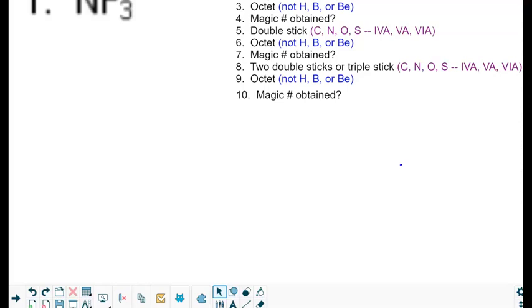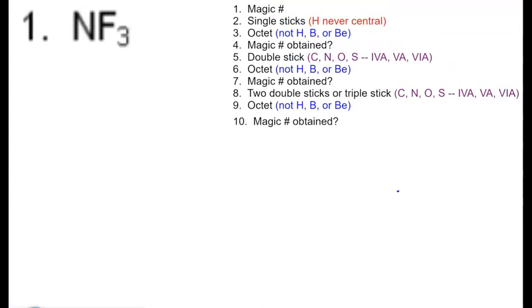Okay, so let me expand my screen a bit. So here we have our first example. We are on, currently this year, page 3 of your packet. I'm not sure what page it'll be on, but you should be able to find this. The title of this page says Lewis Structures / Structural Formulas.